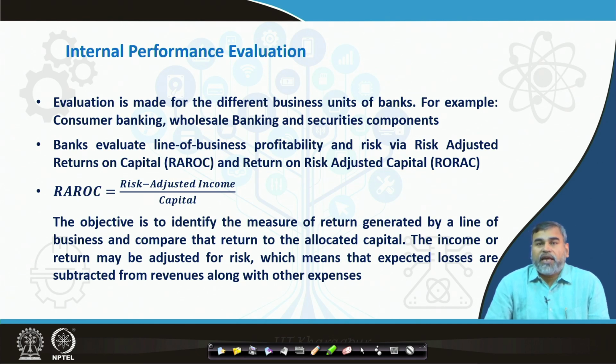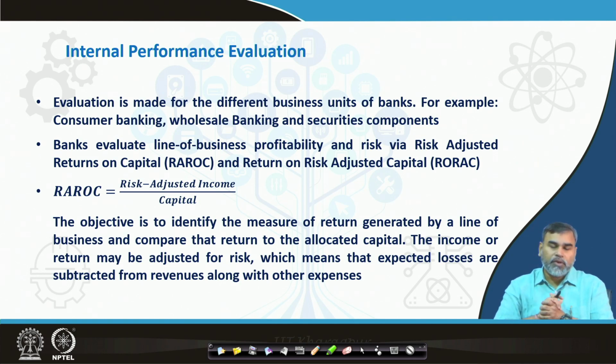They ask whether this line of business or this particular type of loan is able to generate profit for them or not. Some lines of business are profitable and some are unprofitable. Then which line of business should be given more importance, and which should be given less importance? Because of that, internal performance evaluation is very important from the commercial banking point of view. How do the banks do that?